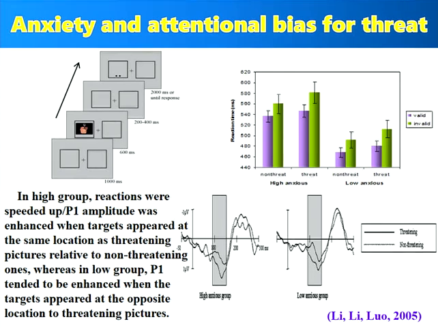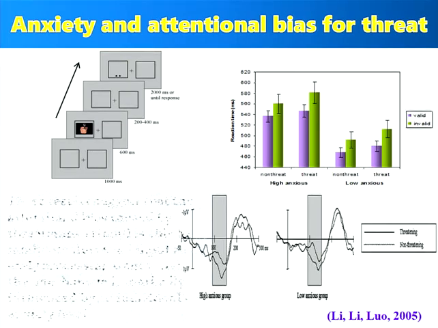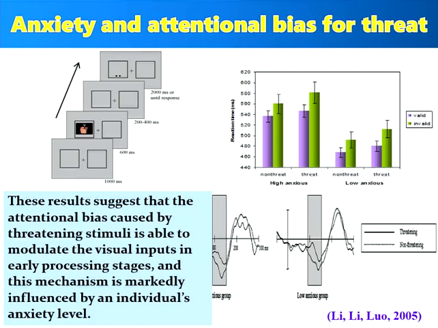appeared at the same location as threatening pictures relative to non-threatening ones, whereas in the low anxious group, P1 amplitudes tended to be enhanced when the targets appeared at the opposite location to threatening pictures. These results suggest that the attentional bias caused by threatening stimuli is able to modulate the visual inputs in early perceptual stages, and this mechanism is markedly influenced by an individual's anxiety level.